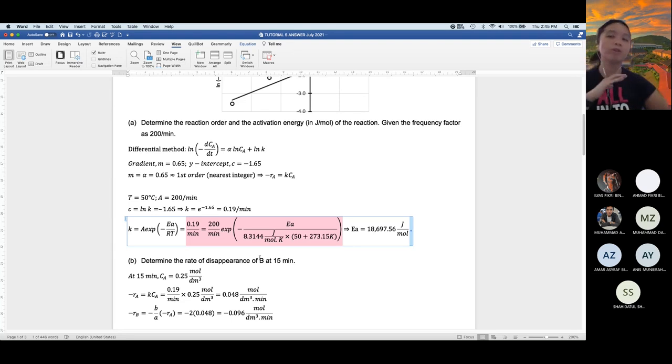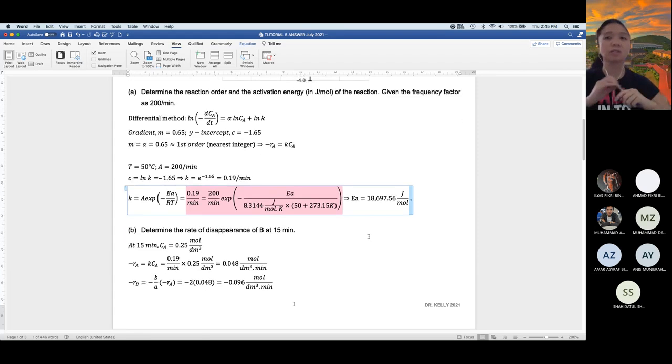Either 8.3144 joule per mole Kelvin or 1.987 calorie per mole Kelvin. So if the answer is in joule per mole, we use 8.3144 joule per mole Kelvin. Hence, you will get the EA as 18,697.56 joule per mole. So done on question number 1. Question number 1 is not that difficult, just that it is not very straightforward.